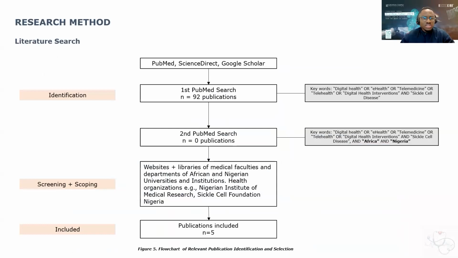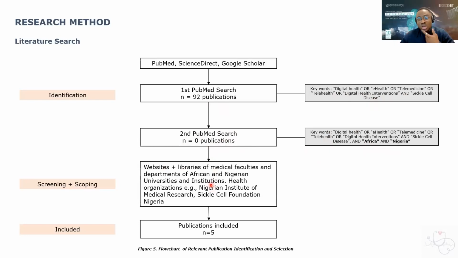Moving forward, this is the step that was used to do my literature research. We used databases like PubMed, ScienceDirect, Google Scholar. When I used the search key terms telemedicine, digital health, it gave me 92 publications. The abstracts were perused to see the similarities to our research goals or questions. And now to get a focused study, I iterated it with Africa and Nigeria. And funny enough, like I mentioned before, nothing was found.